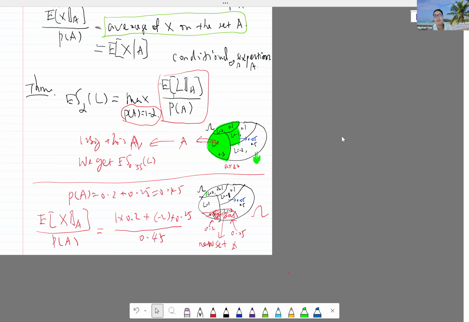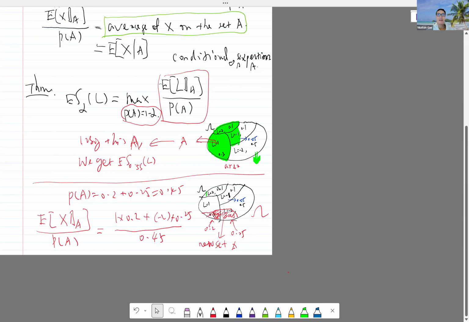Right? If you just choose an arbitrary set with probability 0.45 and do the average, it doesn't give you the best, the highest possible value, right? It doesn't give you the largest case. So the optimal A, starting with the largest values, the average of the largest values of L, that'll give you expected form.